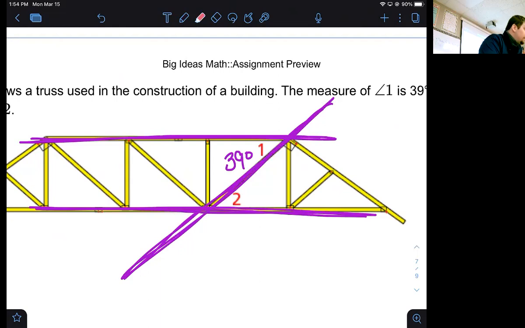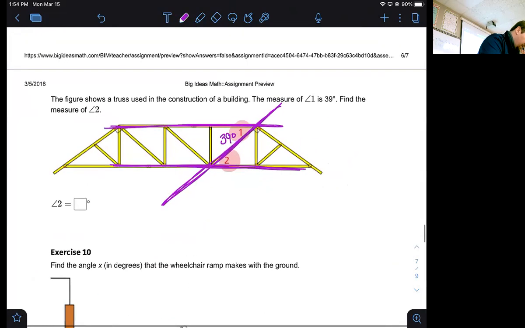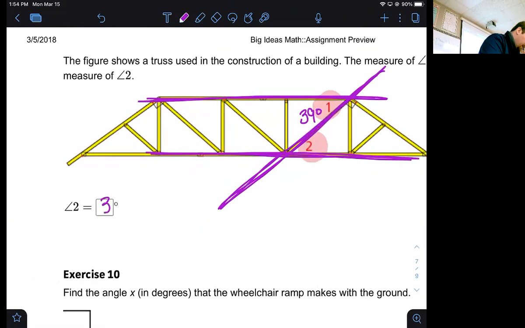So what's the special angle relationship between angle 1 and angle 2, Levi? They are congruent, but that's not the name of it. What do you call two angles that are inside the parallel lines and on different sides? Alternate interior. So the measure of angle 2 is 39 degrees because they are congruent. That's correct. But what we're going to say is that they're alternate interior.